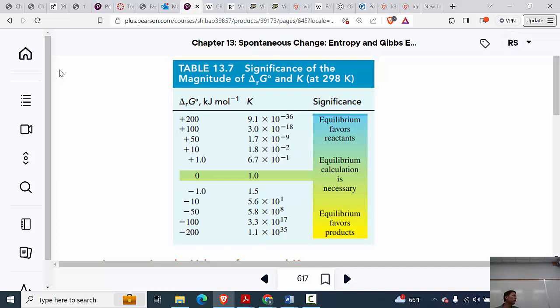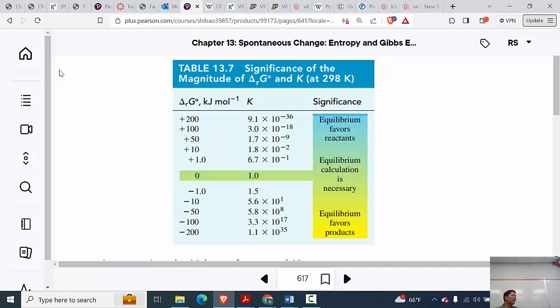And so if we have like a minus 200, there's so little reactant left over. It's practically 100%. Even if we go to minus 100 kilojoules, that is still like 10 to the 17 parts product to 1 part reactant, right? This is crude because the exponential term can change how we interpret these numbers, but nonetheless. It's not until we get to like minus 10. Minus 10 is not all that strong, so that's 56 to 1.